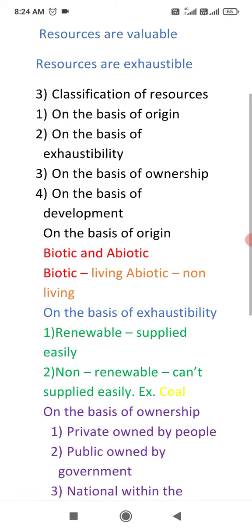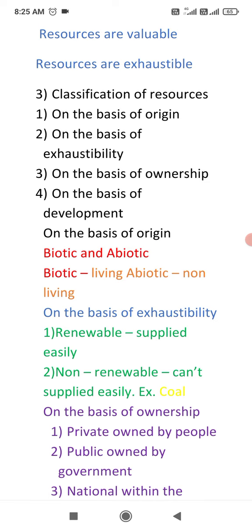After that, the second one, classification on the basis of exhaustibility. On the basis of exhaustibility, there are also two types of resources. First one is renewable resources. Renewable resources means resources that can be supplied easily. For example, solar energy is the best example of renewable resources, which can be supplied easily.